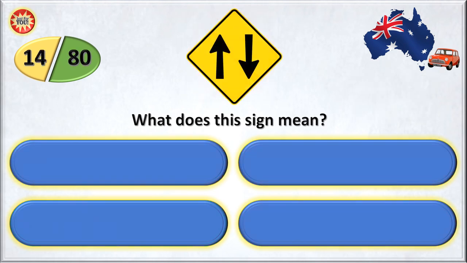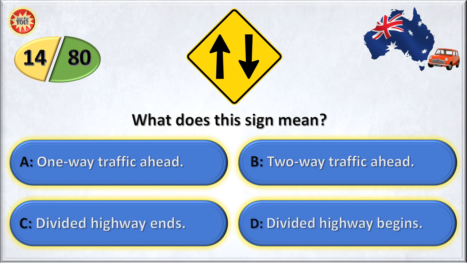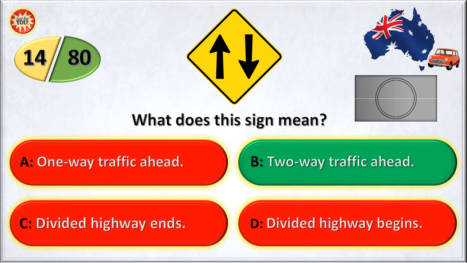What does this sign mean? One-way traffic ahead. Two-way traffic ahead. Divided highway ends. Divided highway begins. Two-way traffic ahead.